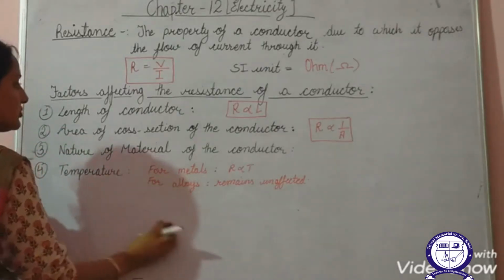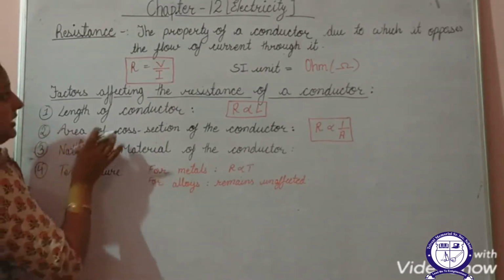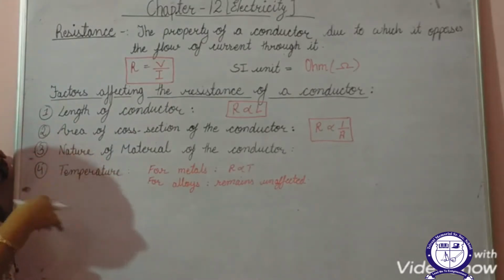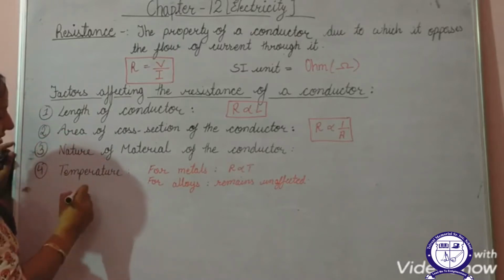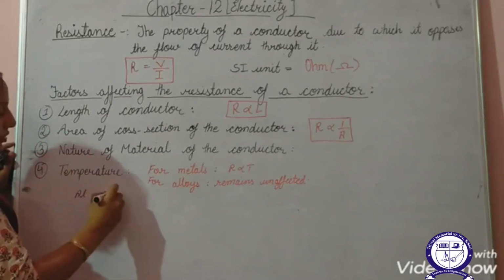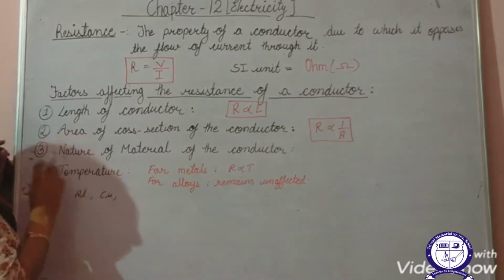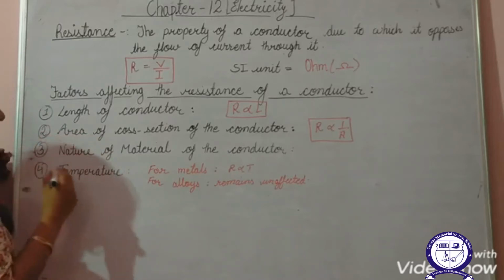The next one is the nature of material of the conductor. The resistance of a conductor will depend on the nature of the material of which that wire is made. If a wire is made up of aluminium or copper or silver, then on the basis of that its resistance will also vary. And the last factor is the temperature.